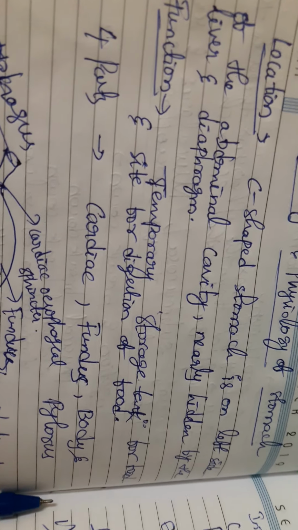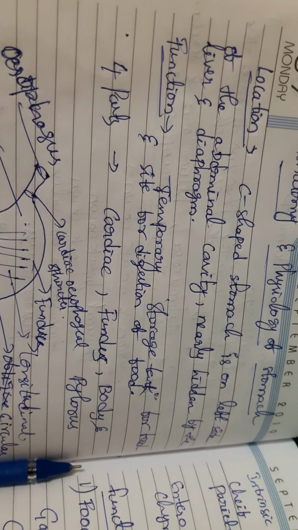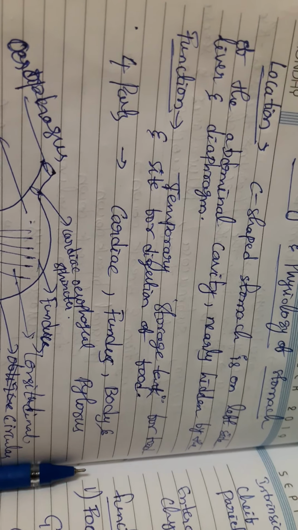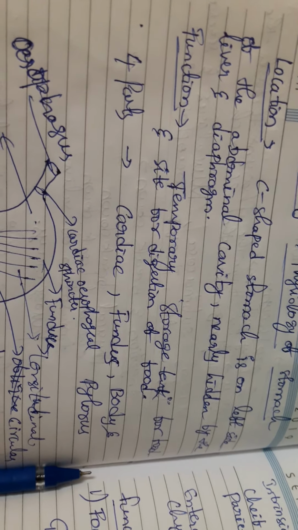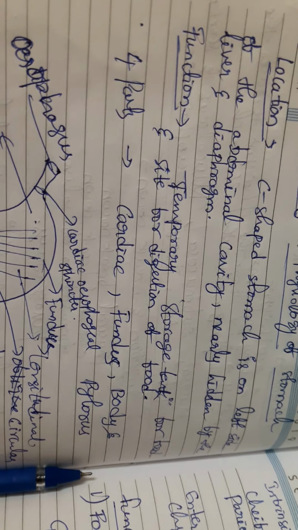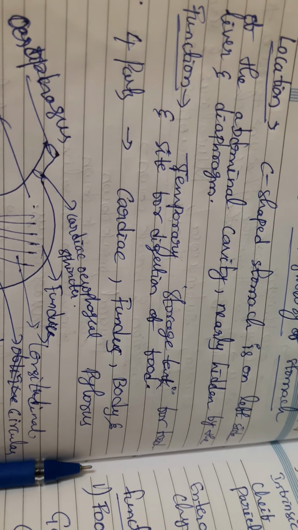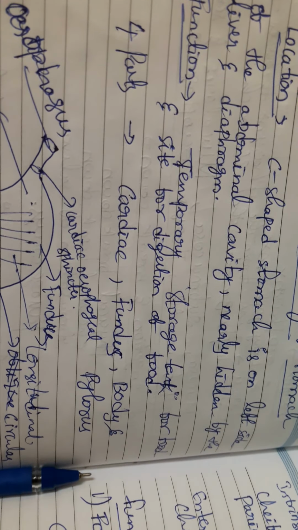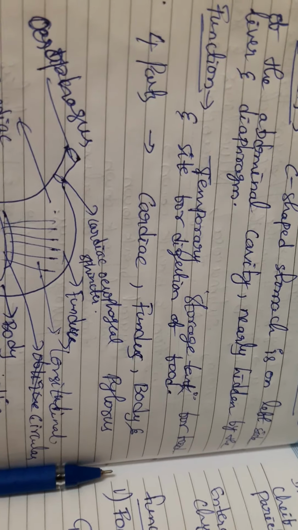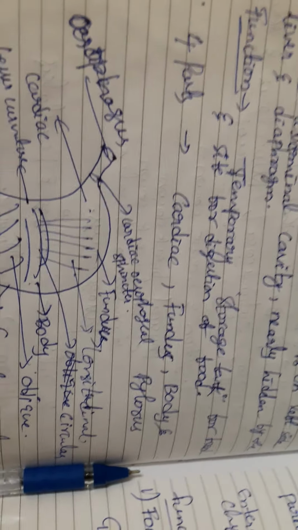Next, coming to the function of the stomach in a single line: it acts as a temporary storage tank for food, and it is also the main site for digestion of food. Remember, this single line explains the function of the stomach, that it is a temporary storage tank for food and the site for actual digestion of the food.